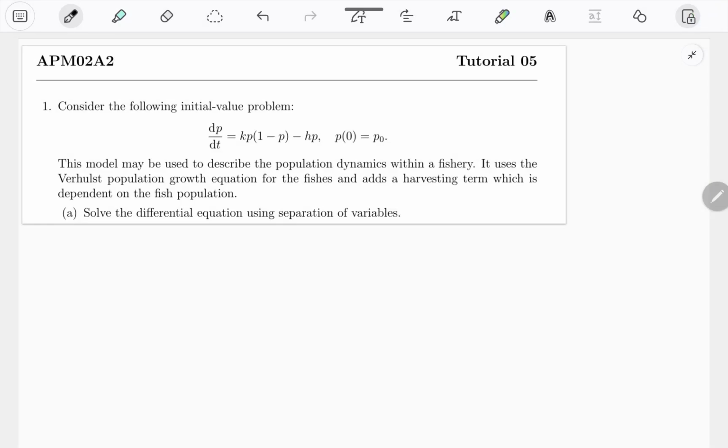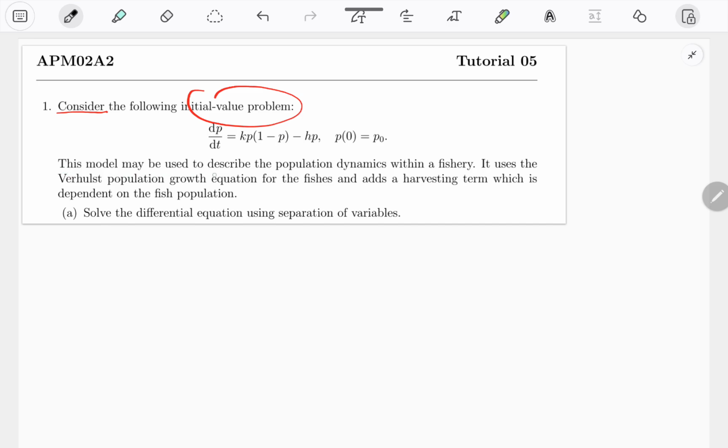So today we're trying to tackle the first problem on our fifth tutorial, differential equations. Yeah, let's just read what they are saying here. Consider an initial value problem. That means they give us what is happening at time t naught.